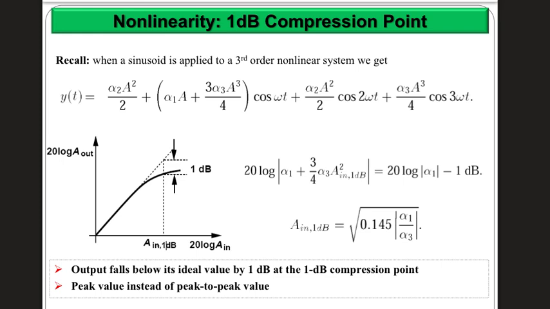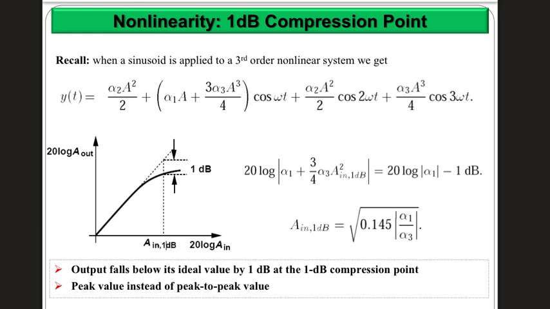Now we are dealing with a dB scale, so for amplitudes you take 20 log. That's why it's 20 log. You take 20 log of that, and then you want to get a drop of 1 dB, so you subtract 1 dB from the ideal one. You equate this with the other side, and this will tell you the relation between alpha 1 and alpha 3 at the 1 dB compression point. So basically, if you know alpha 1 and alpha 3, you can calculate the maximum input after which you pass the point of 1 dB drop.